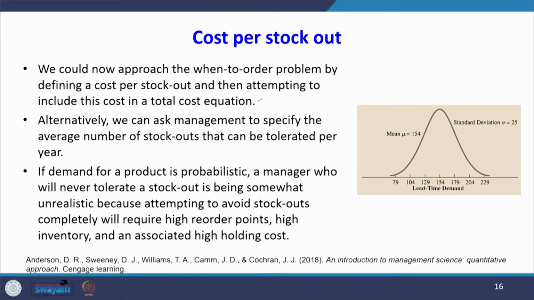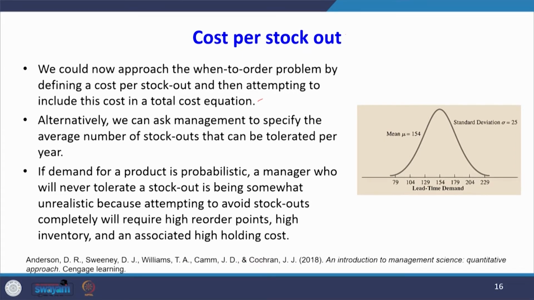Alternatively, we can ask the management to specify the average number of stock outs that can be tolerated per year. So, we can ask how many stock outs the company can tolerate. If your demand for a product is probabilistic, a manager who will never tolerate a stock out is being somewhat unrealistic, because attempting to avoid stock out completely will require a high reorder point, high inventory and an associated high holding cost.